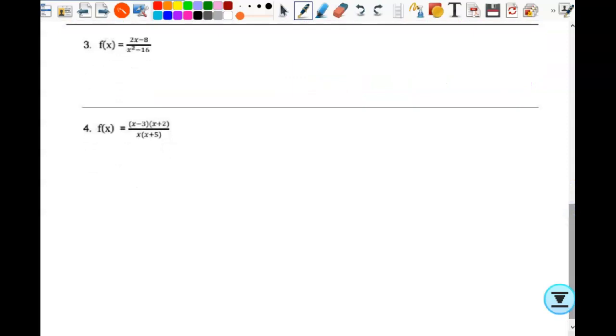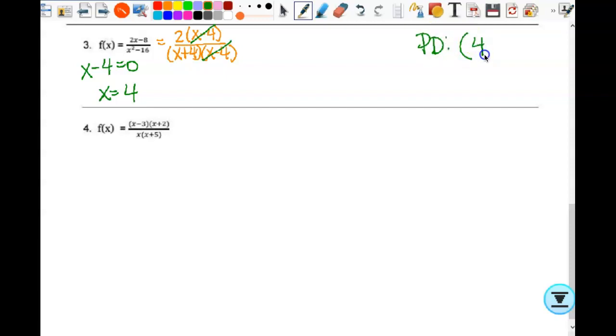Yes. So let's factor number 3. In the numerator, I can factor out a 2, leaves me with x minus 4. In the denominator, I get x plus 4 times x minus 4. Okay. Can I reduce this? Yes. So cancel this out, and as soon as I do that, I have x minus 4 equals 0, so x equals 4. So then my point discontinuity, I have an x value of 4.